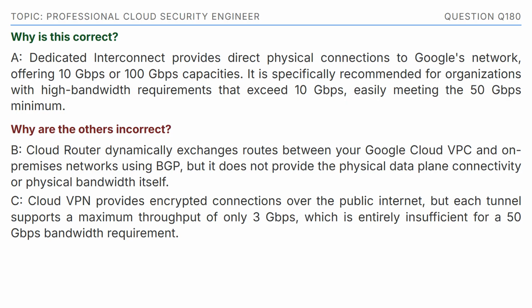B. Cloud Router dynamically exchanges routes between your Google Cloud VPC and on-premises networks using BGP, but it does not provide the physical data plane connectivity or physical bandwidth itself. C. Cloud VPN provides encrypted connections over the public internet, but each tunnel supports a maximum throughput of only 3 gigabits per second, which is entirely insufficient for a 50 gigabits per second bandwidth requirement.